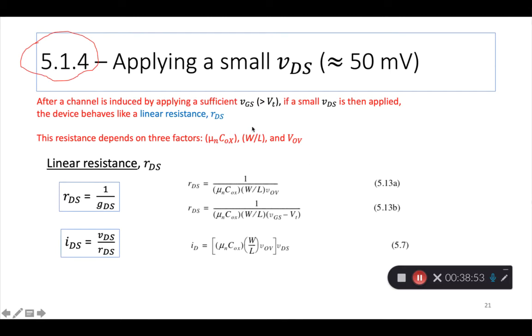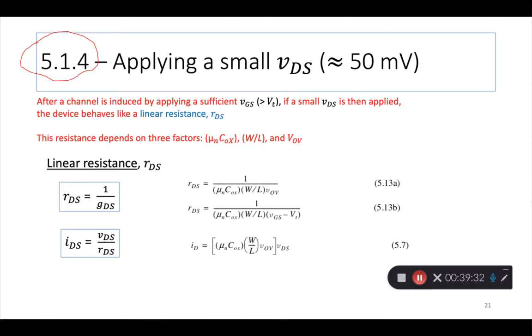Actually, I'm sorry. It depends on VGS, not VDS. But the resistance depends on, of course, the physical stuff, W by L, mu n Cox, but also VOV, which basically means how high or how much above the VT the VGS is, right? So those three factors define the linear resistance, RDS, and it has formulas like this and this, they are the same thing. And then the current in that stage can also be shown to be like this.